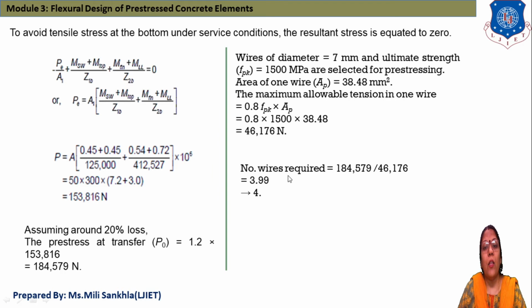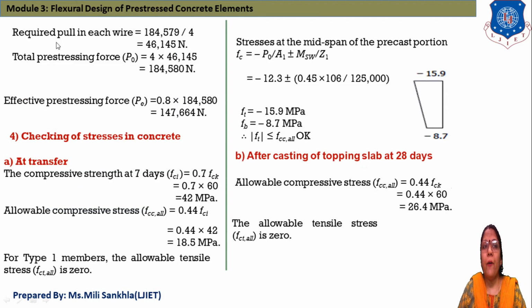46,176 Newton. Now the number of wires required is equal to pre-stressing at transfer divided by the maximum allowable tension in one wire, which is 3.99, that means 4 wires are required for our equivalent composite section. Now the required pull in each wire, here we find the tensile force in each wire. Force at transfer 1,84,579 divided by number of wires, and the pull is 46,145 Newton.